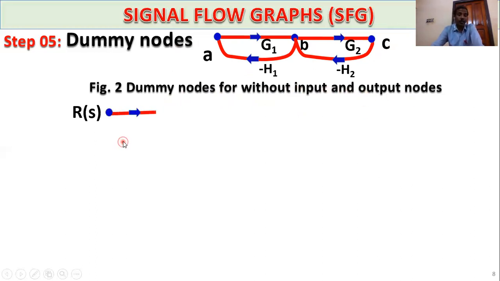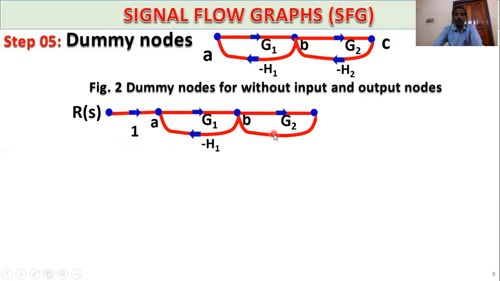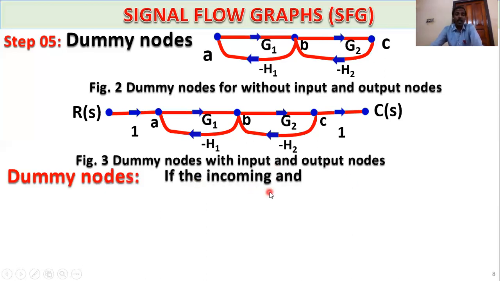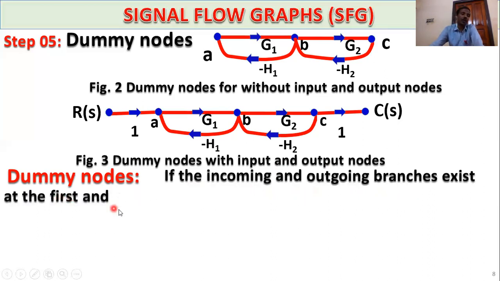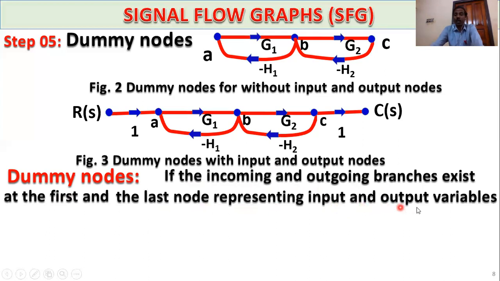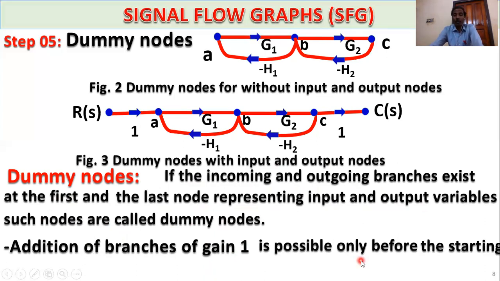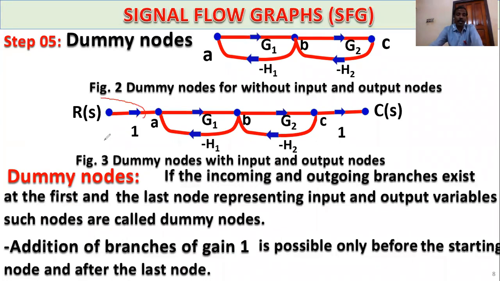And in this case, R(S) is the input and A, feedback minus H1, B, G2, minus H2, and the output C(S). So dummy nodes with input and output nodes. So what is the definition of dummy nodes? If the incoming and outgoing branches exist at the first and the last node representing input and output variables, such nodes are called dummy nodes. Addition of branches of gain 1 is possible only before the starting node and after the last node. This is the addition node, before the starting and after the last node. So this is the basic idea of the dummy node.